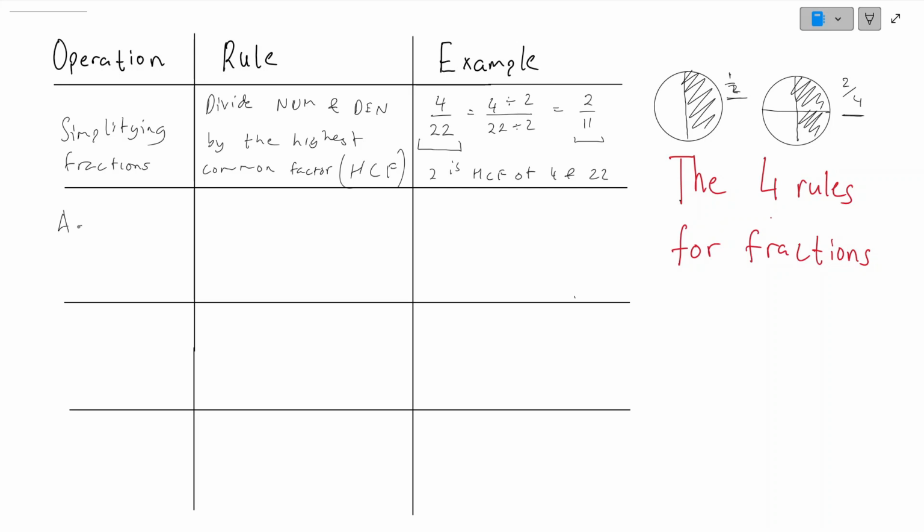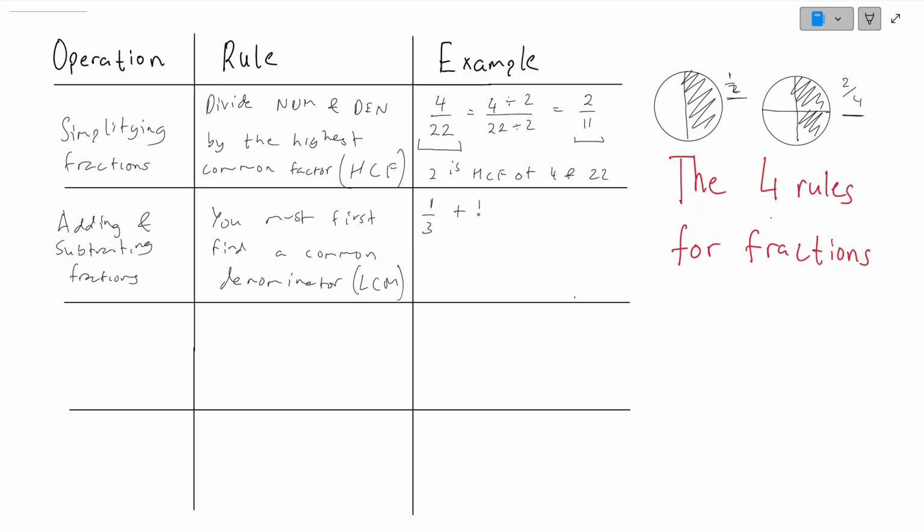The next operation we'll look at is adding and subtracting fractions. And the rule for this is that you must first find a common denominator. And this comes from your LCM, your lowest common multiple. Again, if you do not know how to find this or don't know what it is, check the info card in the top right. Let's take an example of 1 over 3 plus 1 over 2.